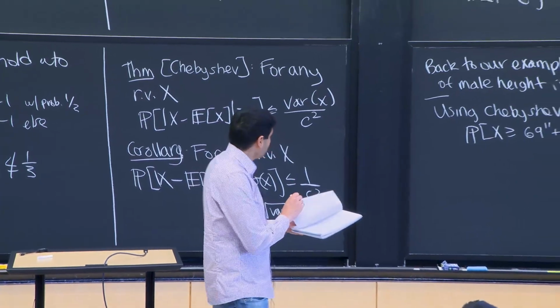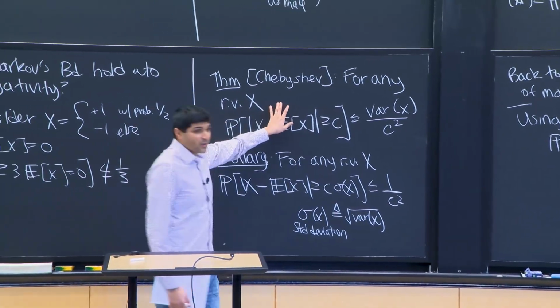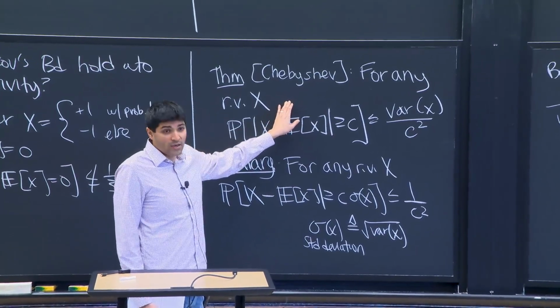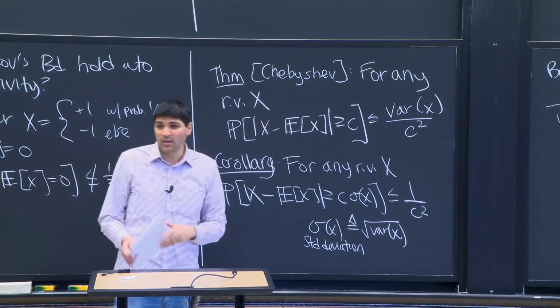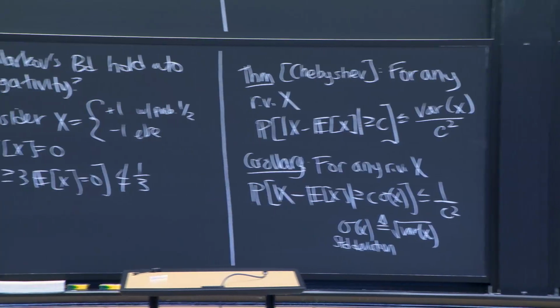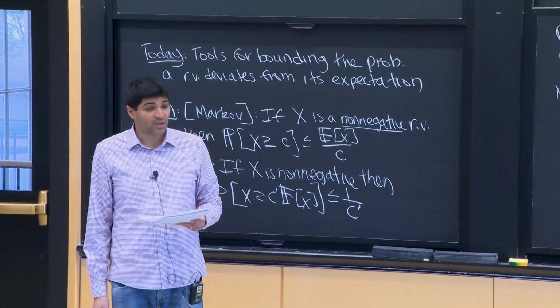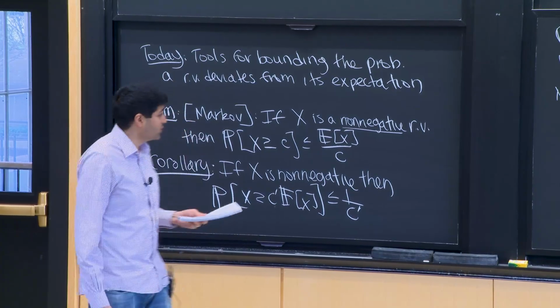So now that we have Chebyshev, it may not be obvious, but it turns out to be very qualitatively powerful, not just numerically in these examples like height. So let me tell you about one really cool corollary. I'll state it as a theorem, and then we'll talk about some applications to gambling.